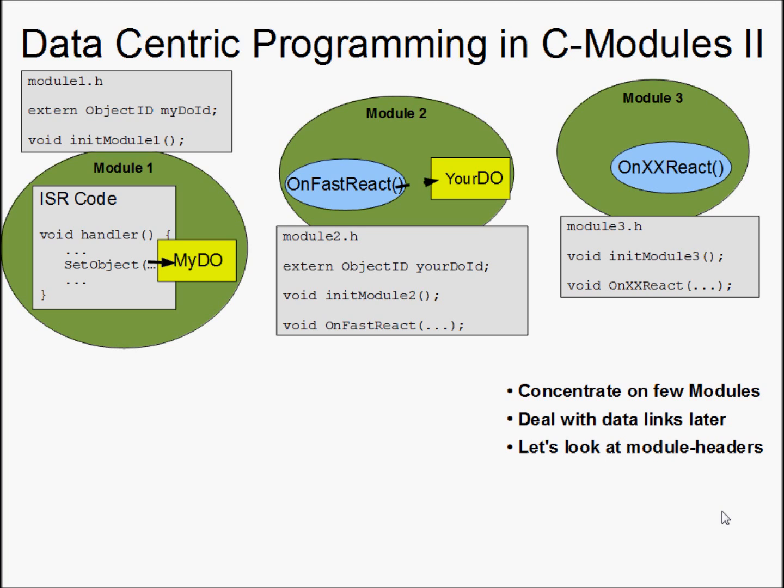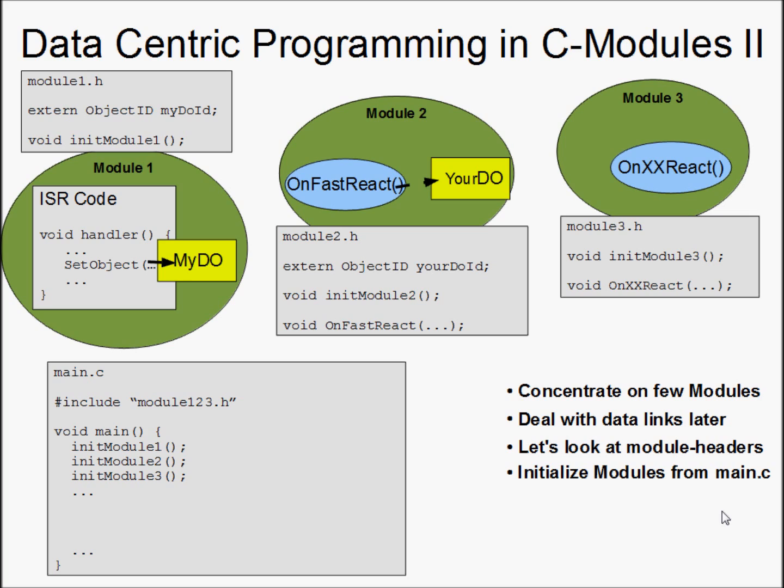Module 1 publishes the ID of its outgoing data object. This can be thought of as a handle that is used to reference the data object. Module 2 also has such a data object ID. Because it also takes input, a subscriber function is being declared too. Module 3 takes input only and therefore has a subscriber function on XX React, but no data object ID.